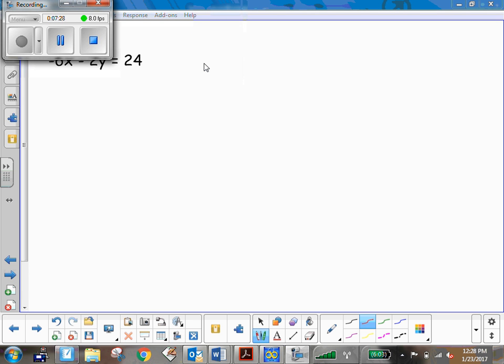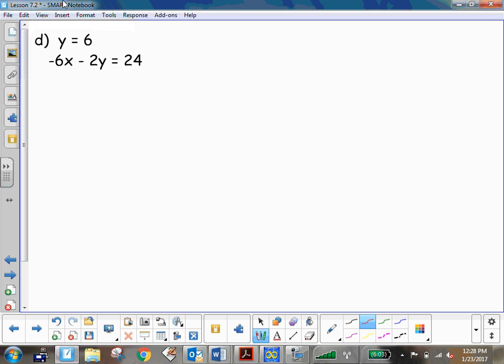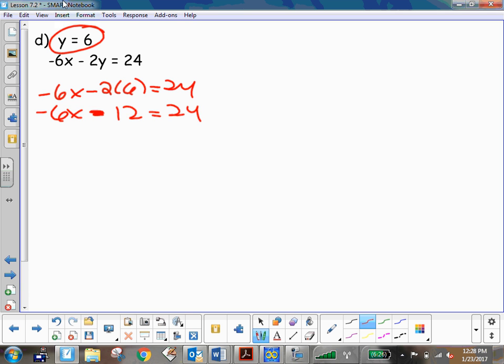Okay, so now let's look at this one. So we know what y is equal to. It's 6. It's just a number. So negative 6x minus 2 times 6 equals 24. Negative 6x minus 12 is 24. Negative 6x is equal to 36. So x is equal to negative 6.